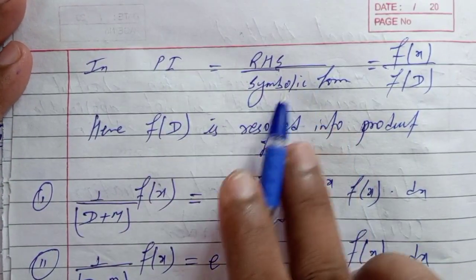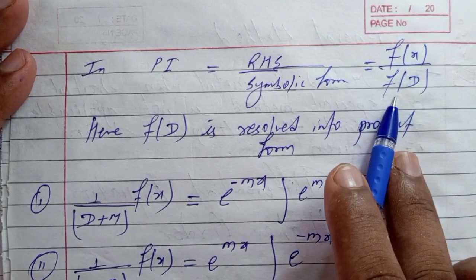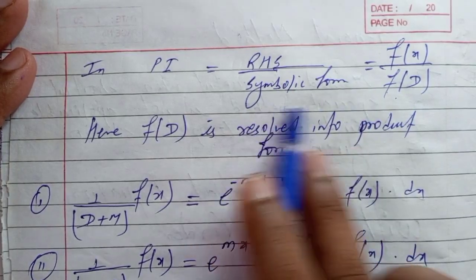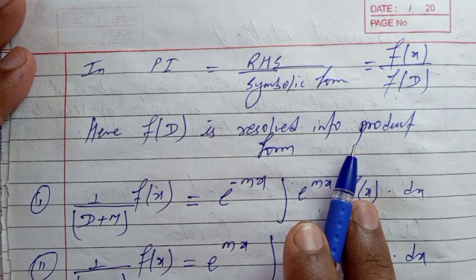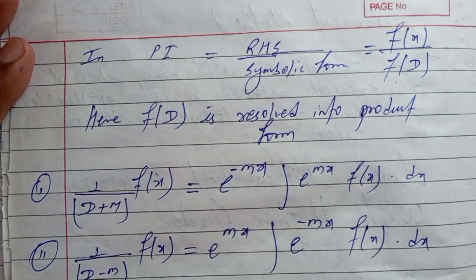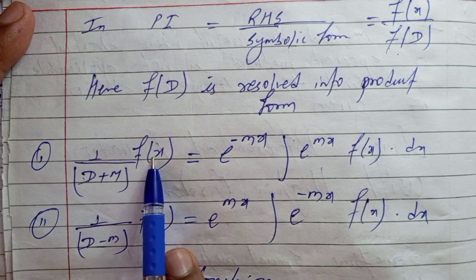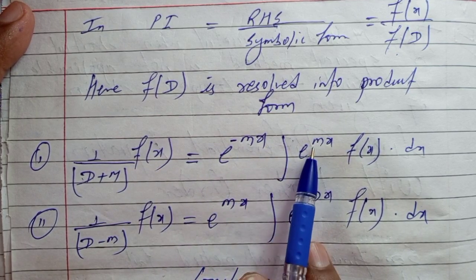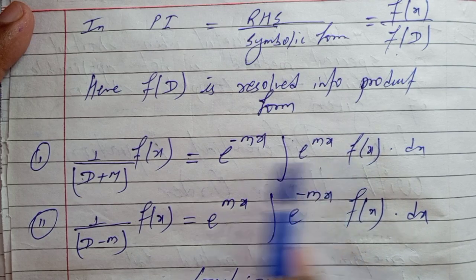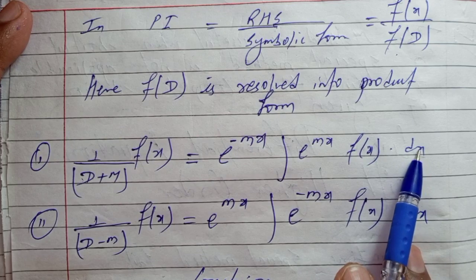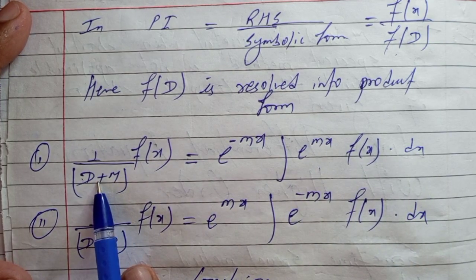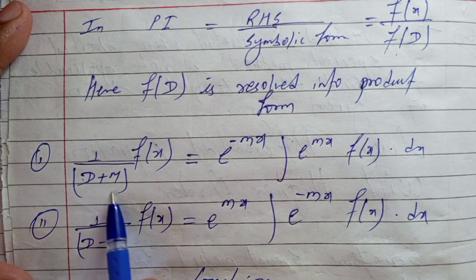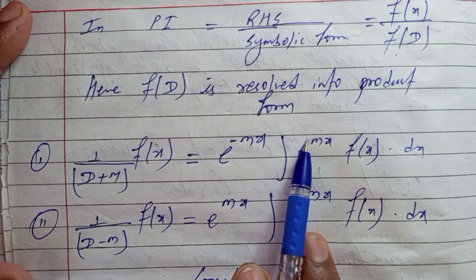So in PI, the right hand side divided by the symbolic form, that is, function of x divided by function of D. Here function of D must be resolved into product form. Then, if it is a product, we are going to use some formula: 1 by (D plus m) of function of x equals e to the power minus mx integration of e to the power mx and function of x dx. Suppose here in the bracket there is plus, then we use minus here, and then plus here. Here is plus, then opposite minus; minus, opposite plus, this way.